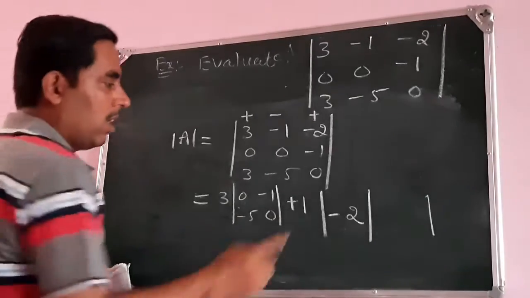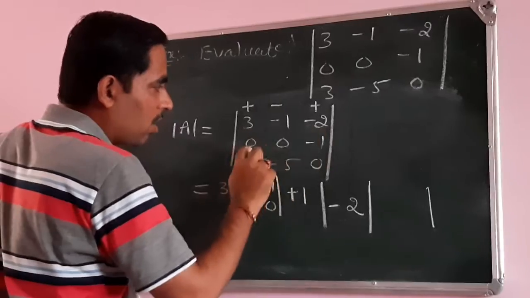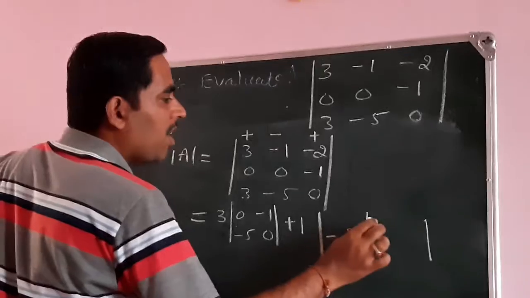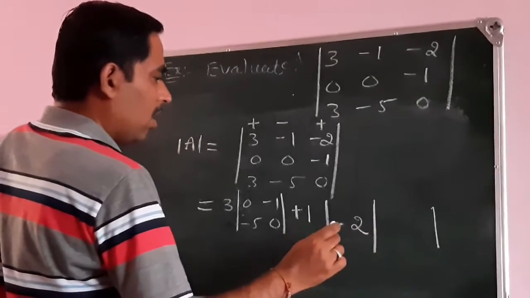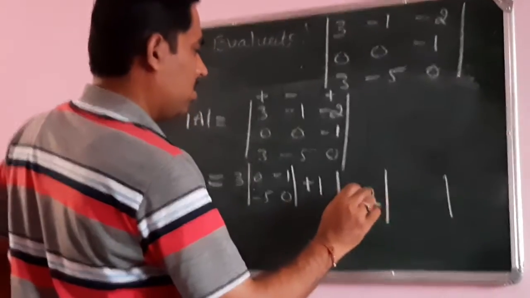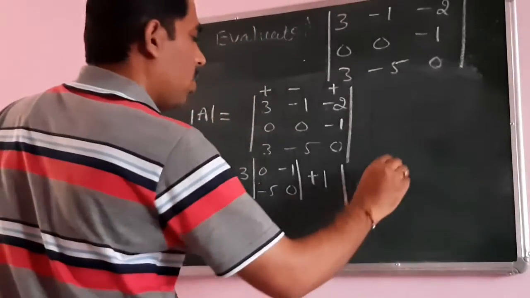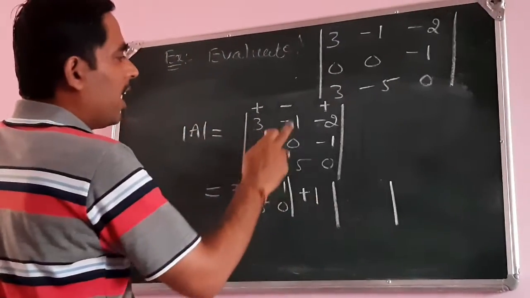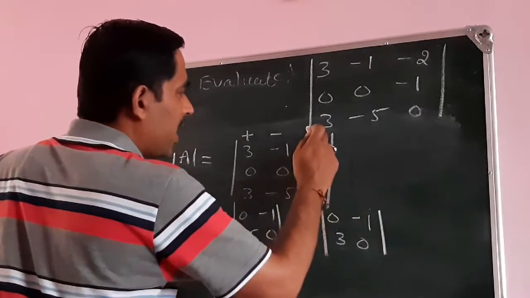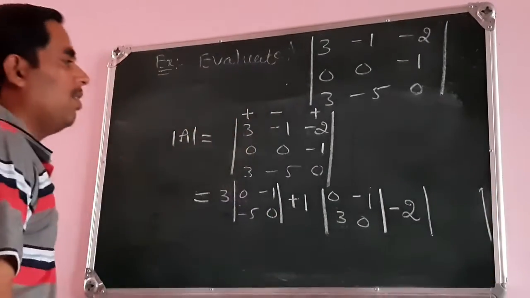Is it clear? Next, minus into minus, plus 1, so I have written this. You delete this column and this row, and write the remaining elements: 0, minus 1, 3, 0. Plus 1 into the determinant with rows 0, minus 1 and 3, 0. Next, as I told you, plus into minus, I can write minus 2 into the last determinant.